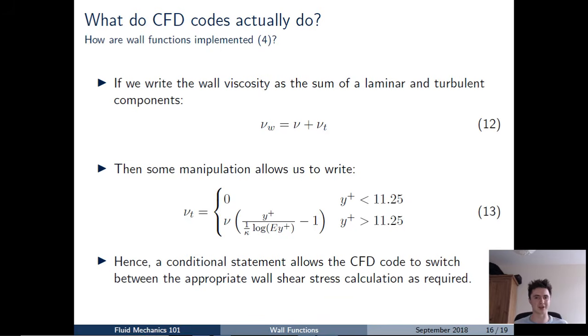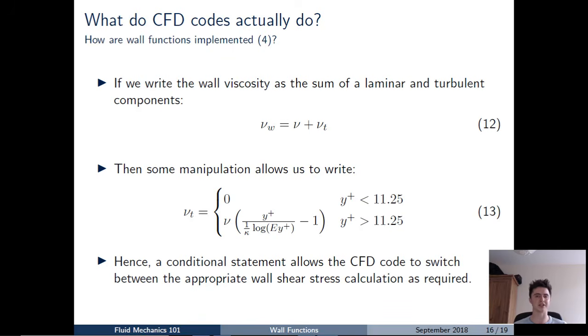Now for convenience, if you actually dig into the CFD code, what we find is that CFD codes often express the wall viscosity as the summation of a laminar and a turbulent component. And of course, if your wall adjacent cell is in the viscous sublayer, the wall viscosity will be entirely laminar and that turbulent component is 0. But then if we're in the log law region, the wall viscosity will be increased, and hence we can just use a simple conditional if statement to calculate our wall viscosity.